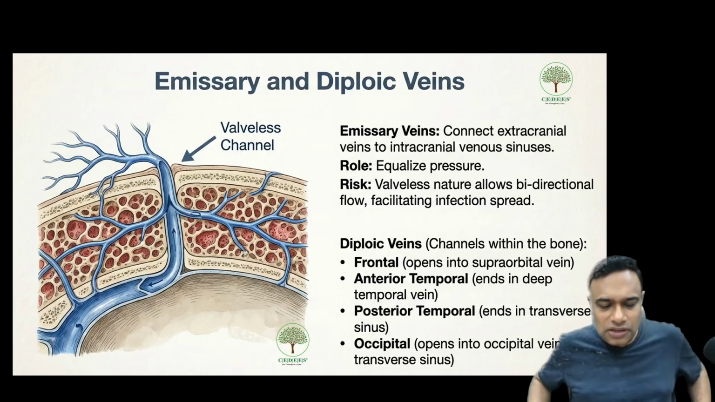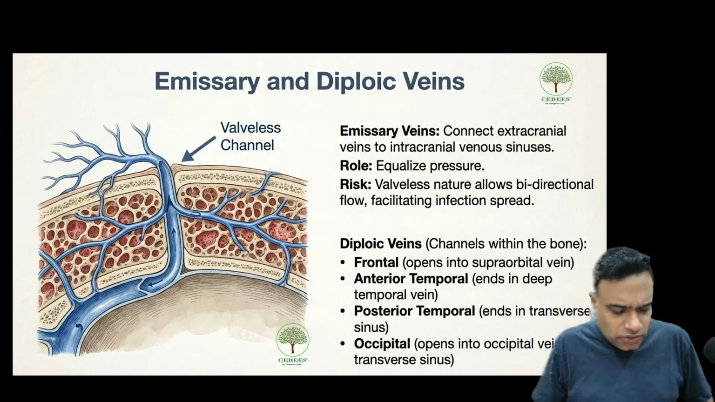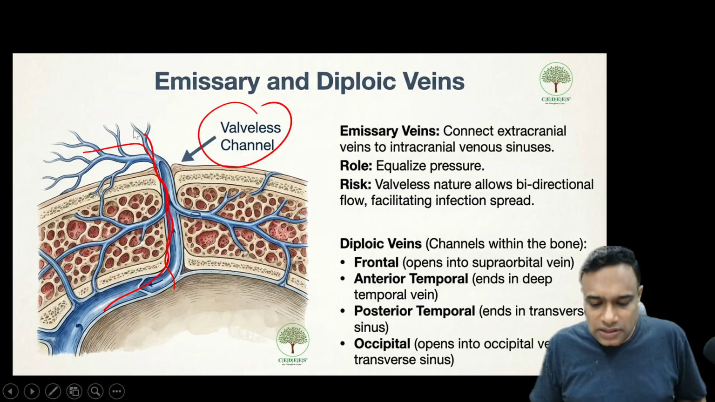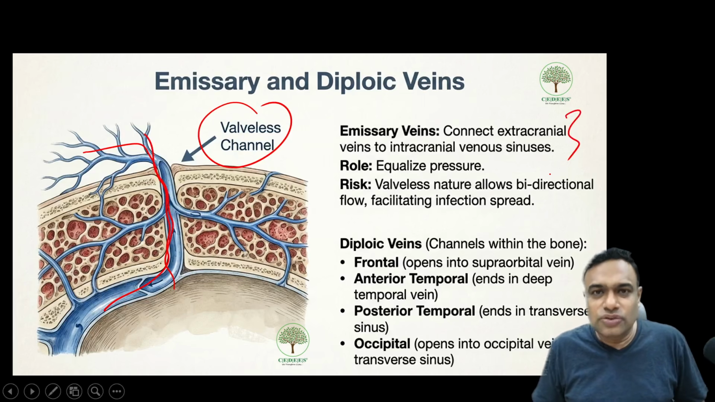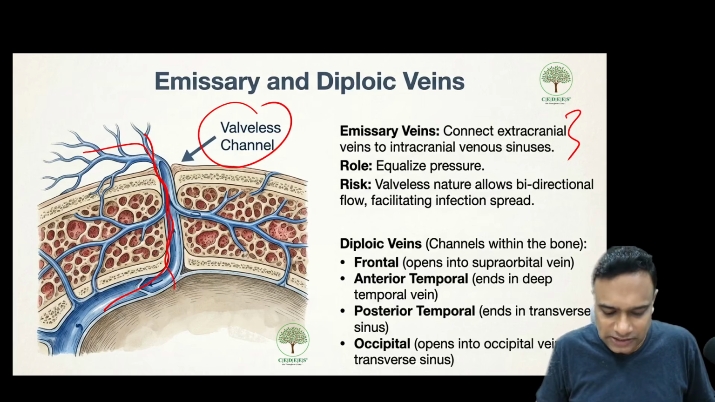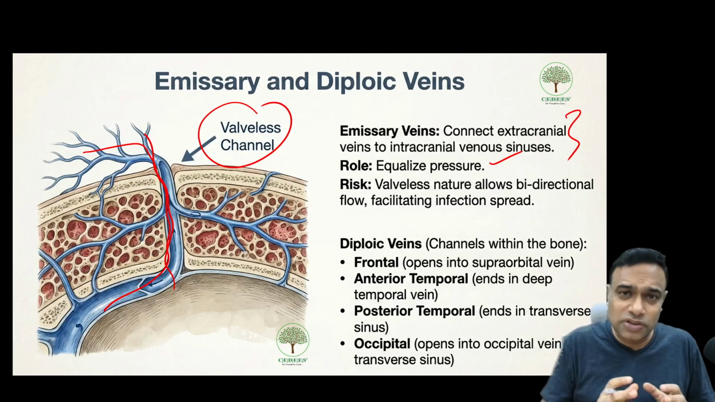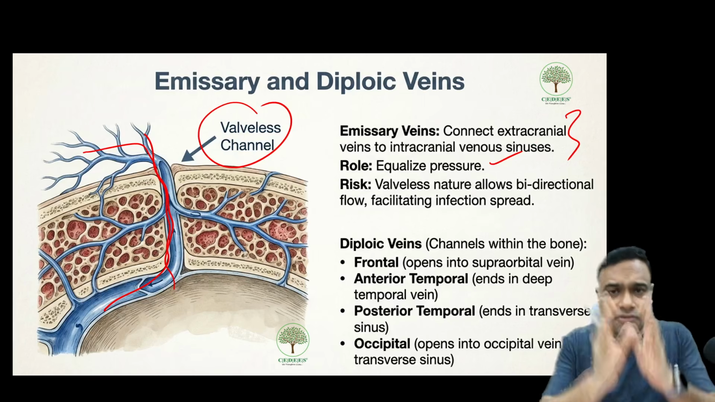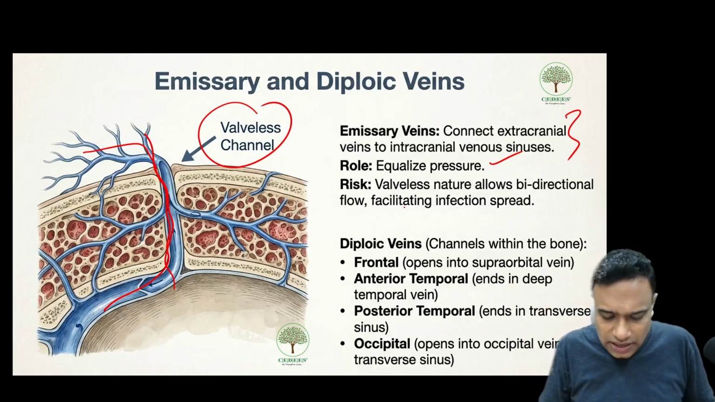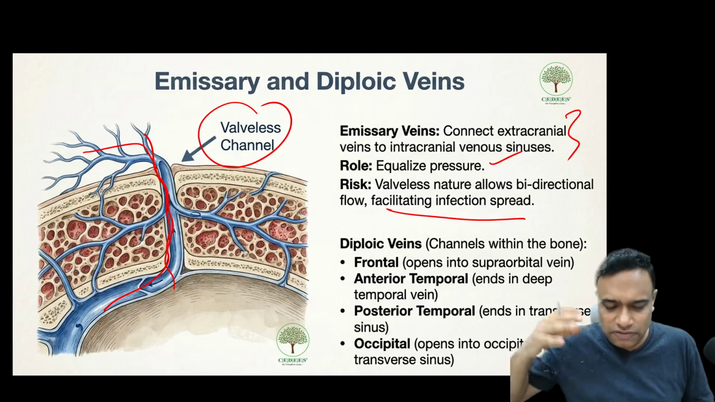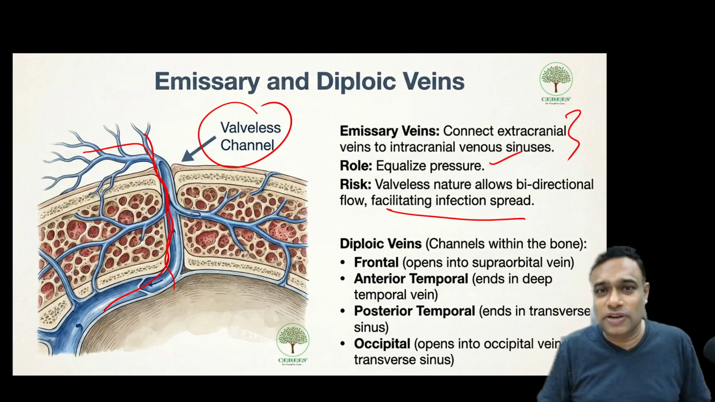Okay, right. So let's do this again. What you see here, this whole thing is your valveless emissary veins. They connect the extracranial to the intracranial venous sinuses. They help in equalizing the pressure. If there's too much pressure inside the cranium, they can flush it outside, right? Risk, as I've said to you before, is bidirectional. So the chance of infection going straight down is very high.